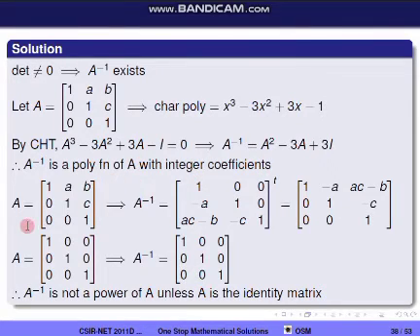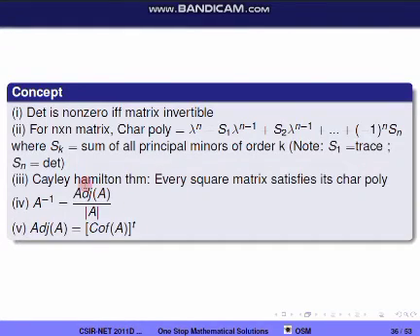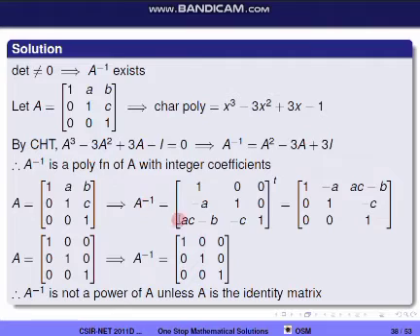So for a 3 by 3 matrix, I am finding its inverse using this formula. Once we find that, we get A inverse is equal to this. If A is equal to an identity matrix, we get A inverse equal to the same identity matrix. That is, A inverse is not a power of A unless A is the identity matrix. That is, if A is not an identity matrix, consider this example, then we are not getting A inverse as a power of A. This is not a power of A.